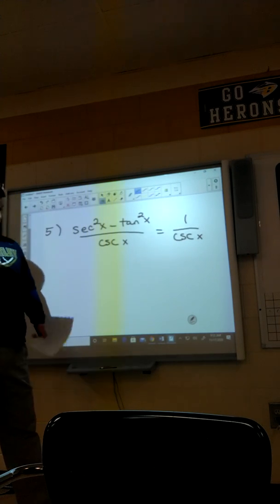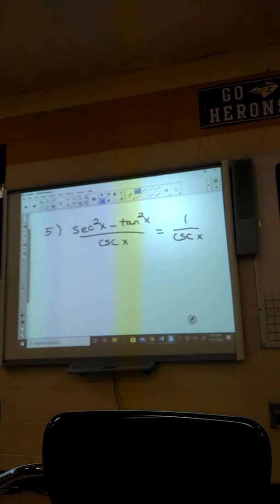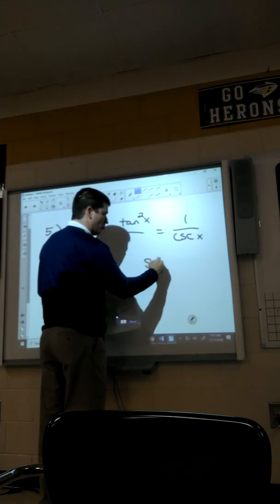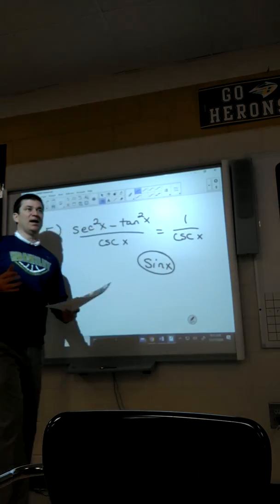1 over sine x. Oh, well, 1 over cosecant is sine. 1 over cosecant right here, Connor, is the same thing as sine x. So, remember, we're trying to simplify it just down to one word. So guys, that was just sine x. Now that was an easy one.